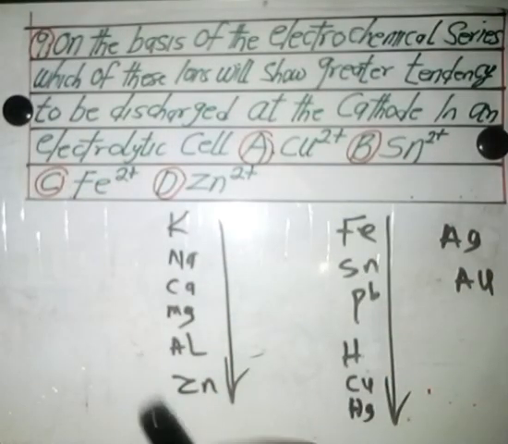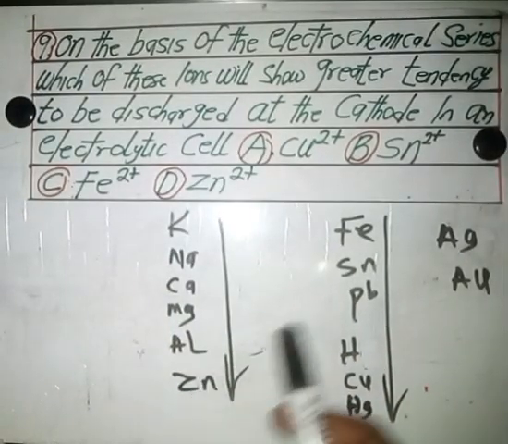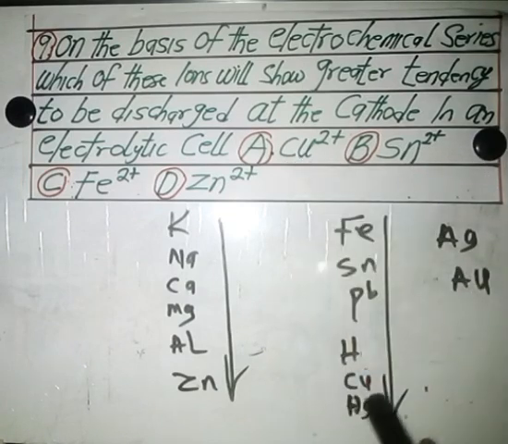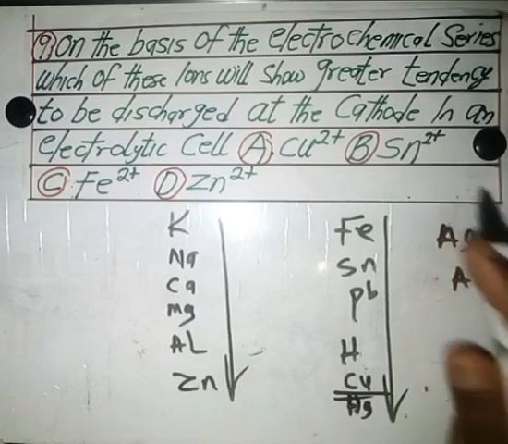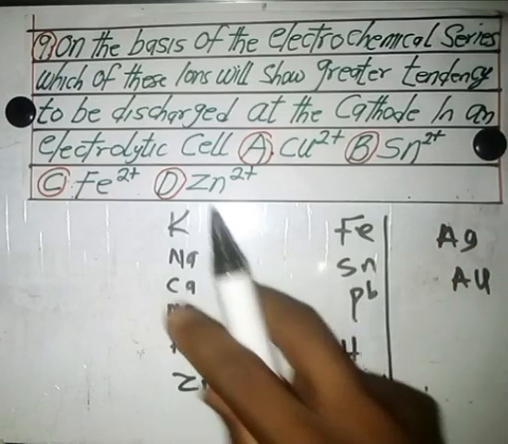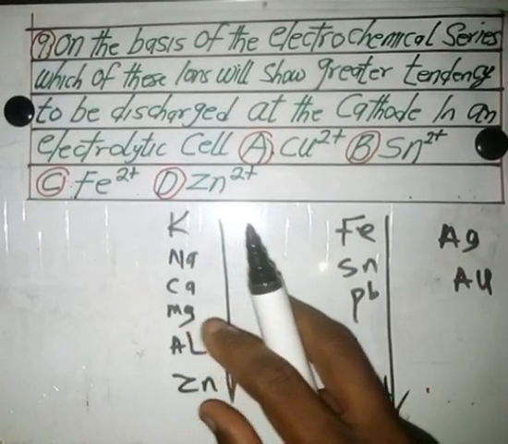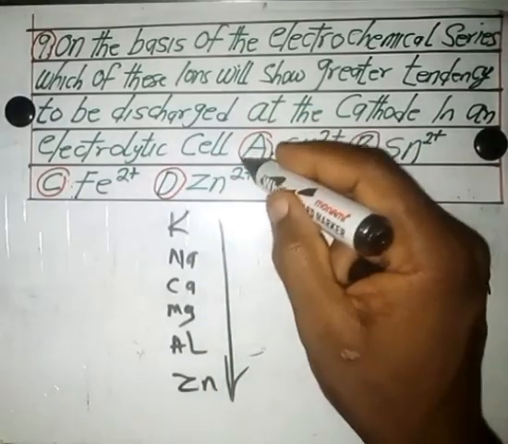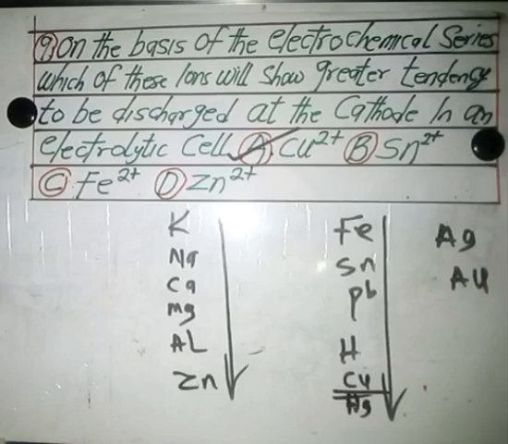If you watch, iron, zinc is here, tin is here. So the next one is copper. Look at where copper is. Copper is here. So the one that's further down has the greater tendency to be discharged at the cathode. So once you know the electrochemical series, you can easily answer such a question. So your answer is copper because it is further down.